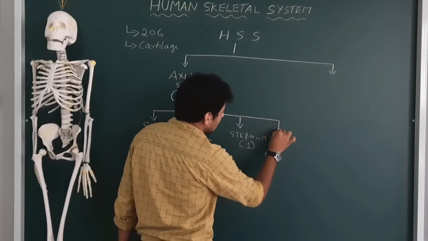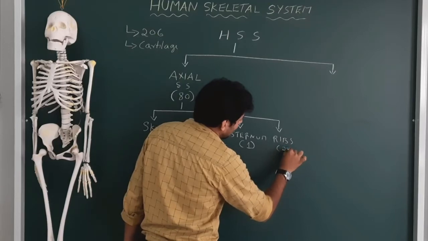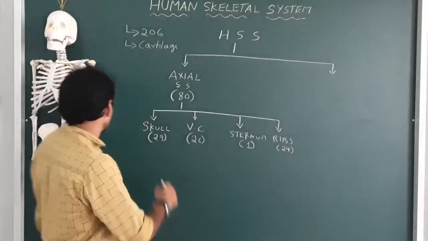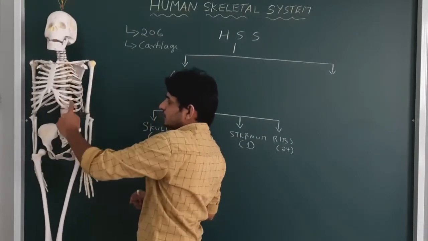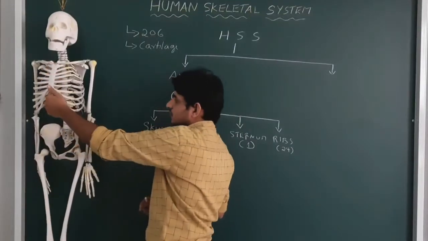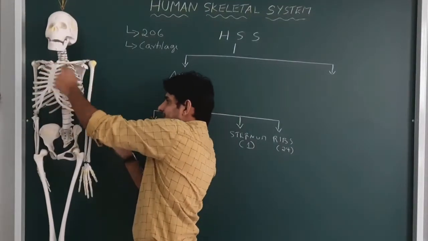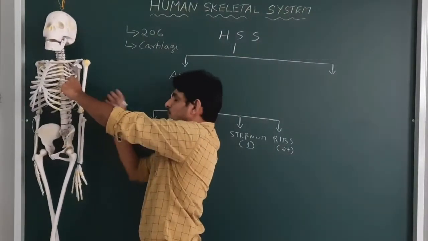One more part is the ribs. How many ribs are there? A total of 24, that is 12 pairs of ribs. You could see the ribs here, so this is the rib. If you count it, there are 12 on one side and 12 on the other side. That is 12 pairs, and they are attached to the sternum on the ventral side. On the dorsal side, that is the back side, they are attached to the vertebral column.